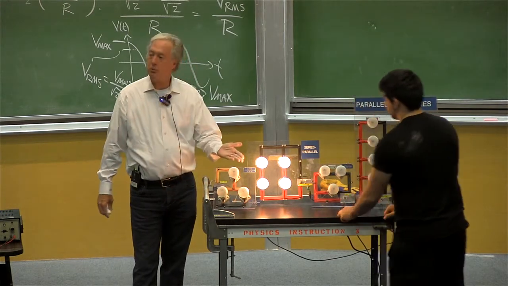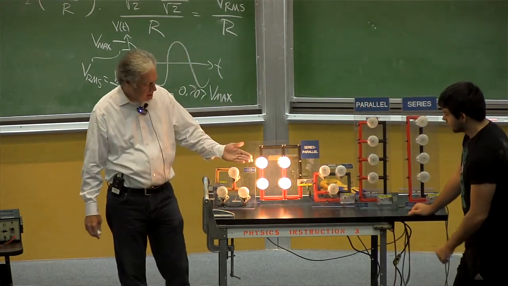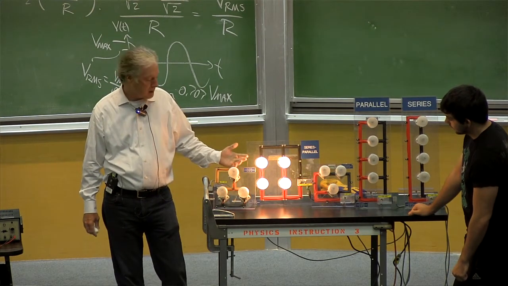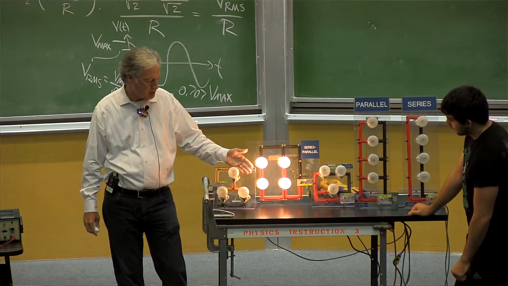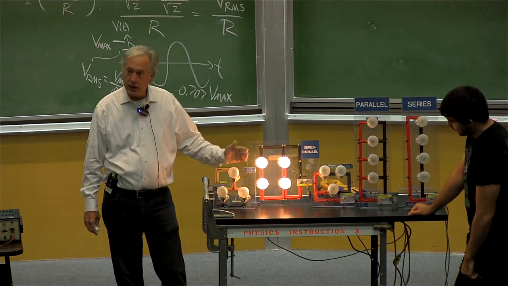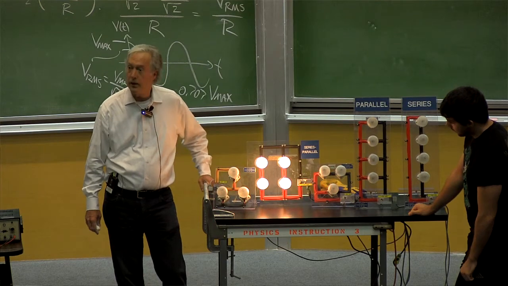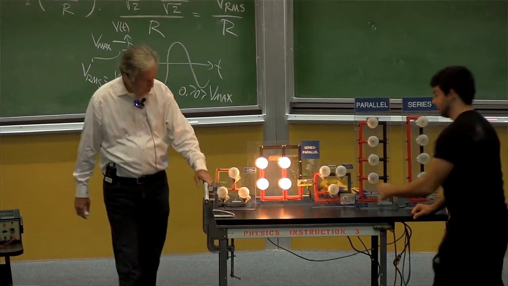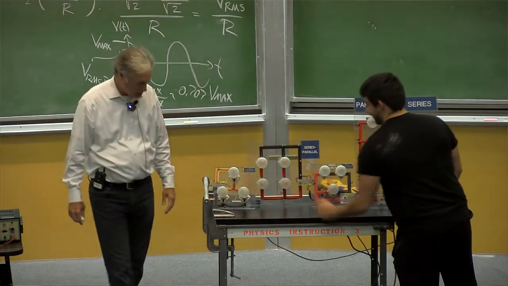And we notice it's not so bright, again, because the voltage is shared between 2 bulbs. 120 volts is going across 2, so it's only 60 volts per bulb instead of the full 120 volts. Okay, Sam, let's turn that off.